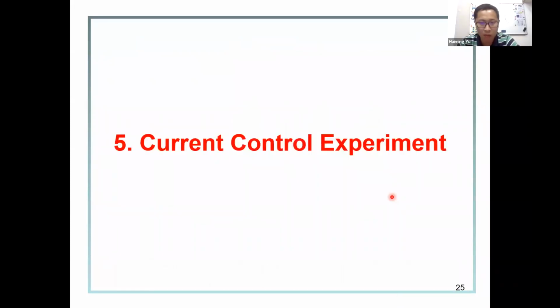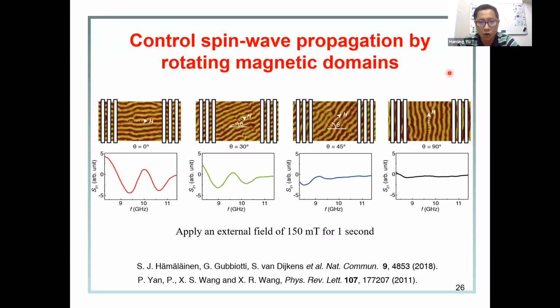So at the end, we try to provide a demonstration of current control experiments in the spin wave propagation in these domain structures. I think the first step is to realize the field control. That means, as I mentioned at the beginning, these domain structures can be formed by applying an in-plane magnetic field and turning it off. So we can apply the field at 0 degrees, and the domain stripes lie along theta equals 0. And we can also apply the field at, let's say, 30 degrees, 45 degrees, 90 degrees. So the domain stripes will align accordingly.